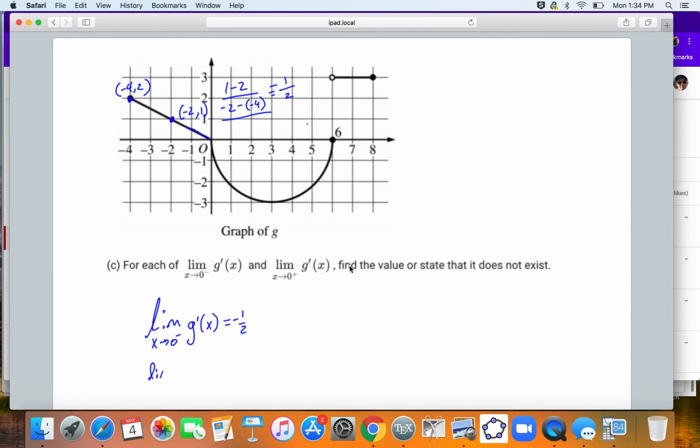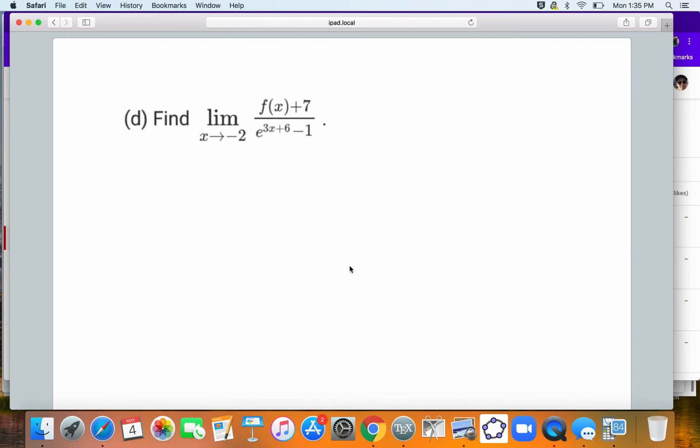All right, from the right, as x approaches 0, g prime of x from the right, well, this is approaching a vertical slope. Vertical slopes do not exist. I'm just going to say that limit does not exist. All right. So last part, another limit finding. Let's see. So we're finding the limit as x approaches -2 of f of x.